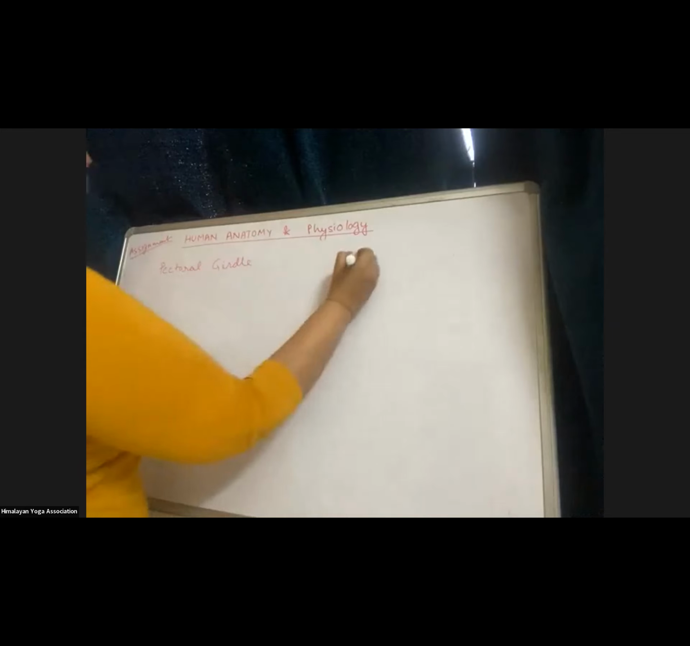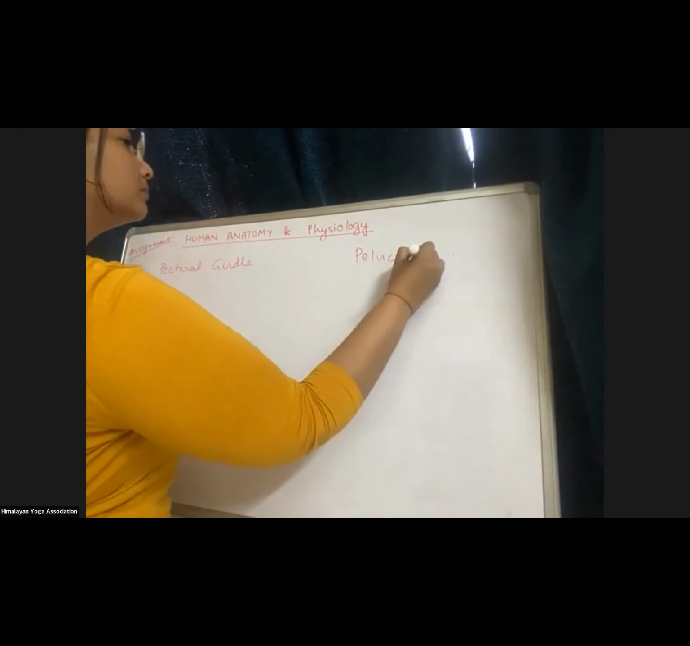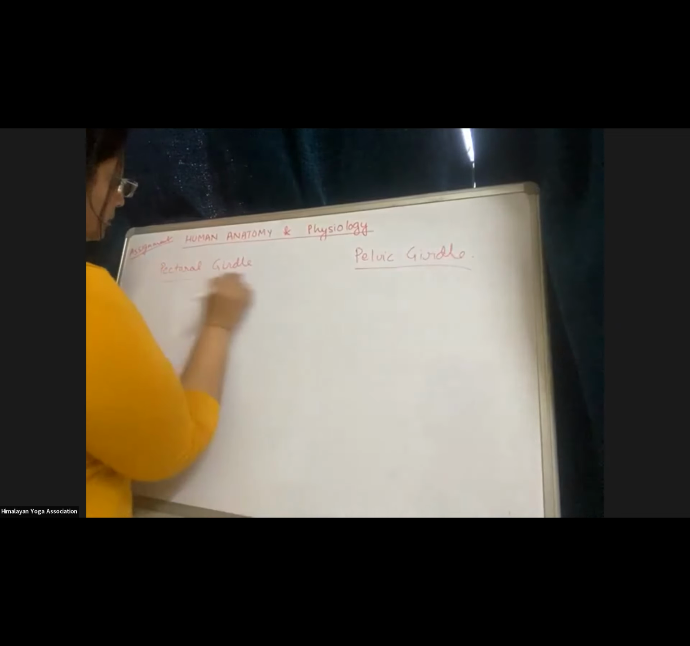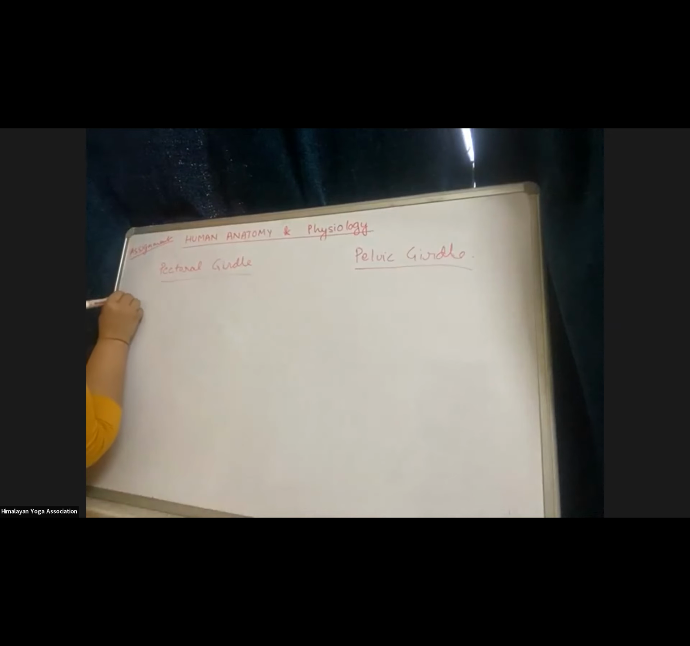So yesterday we did the pectoral girdle and the pelvic girdle. Can you tell me the bones? Scapula, clavicle, humerus, tuberosity of humerus. Okay, and humerus.